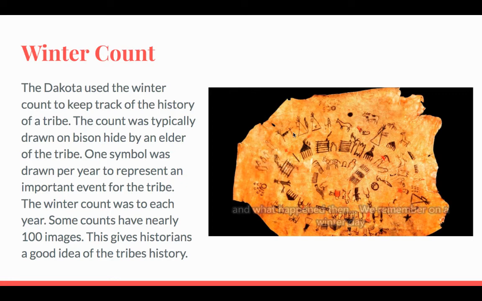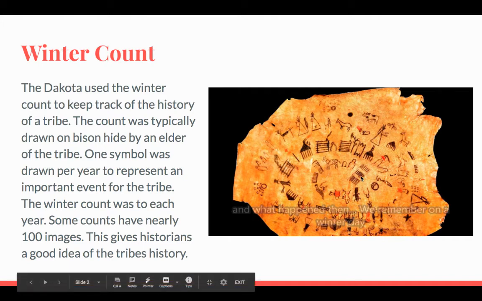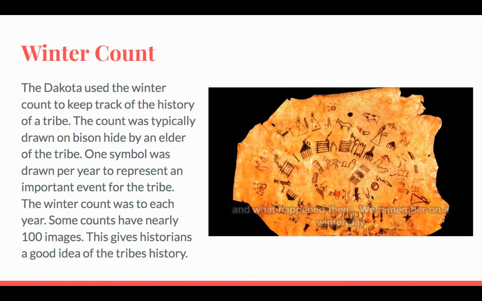Then it was his or her responsibility every year to add one symbol to this hide, and the symbol was supposed to represent a major event that happened to the tribe that year. Some of the events were positive, some were negative. They could have been a birth, a fire, a meeting, or a hunt. It could have been a lot of things.